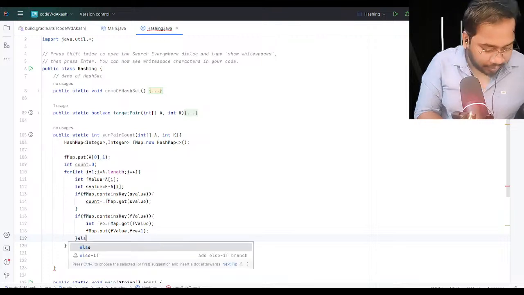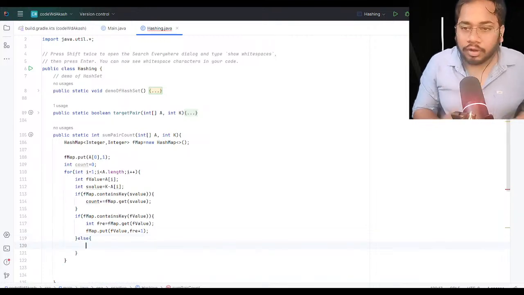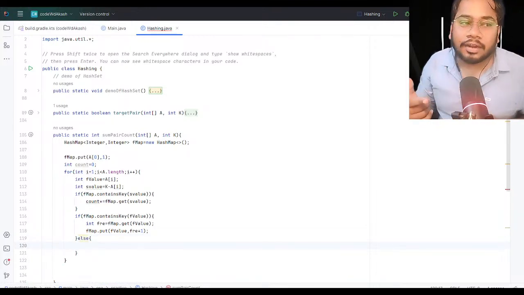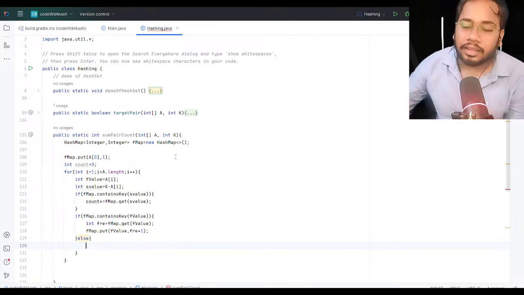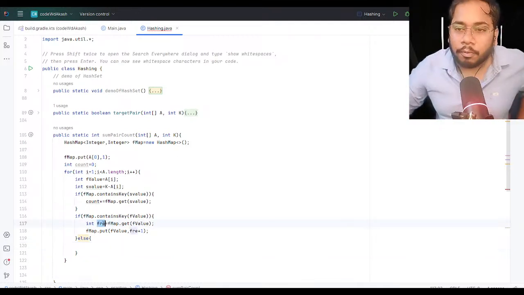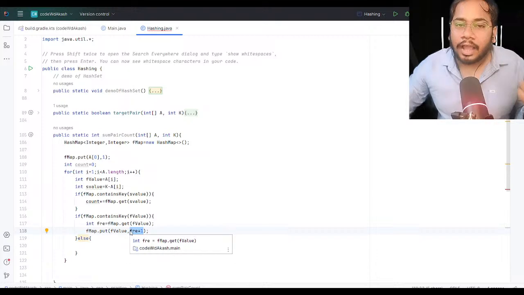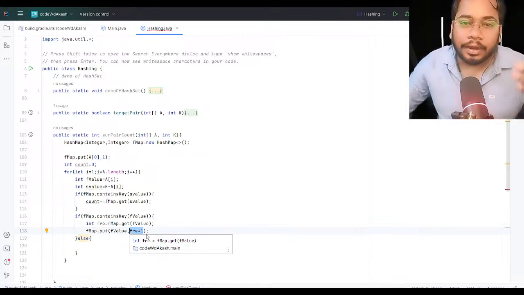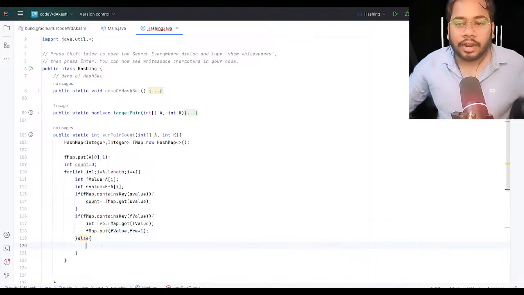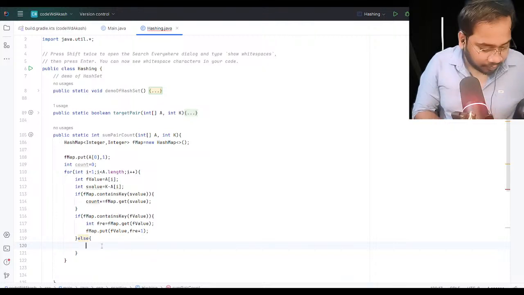So what have we done here, guys? Have you understood that? Yes. So you have got the previous frequency, and you have again put the element in the hash map with the incremented frequency. So this will update the value. We have already studied this in the previous sessions, right? If that is not present, that is simple.